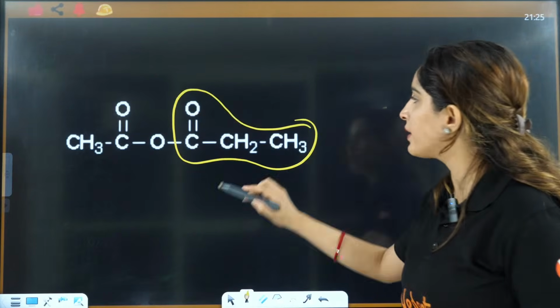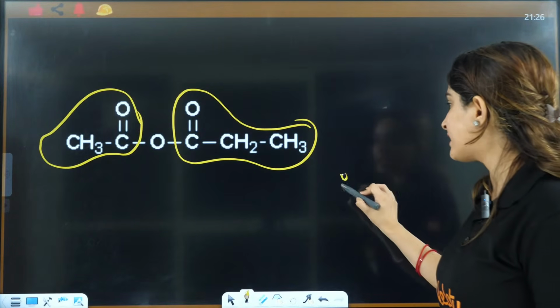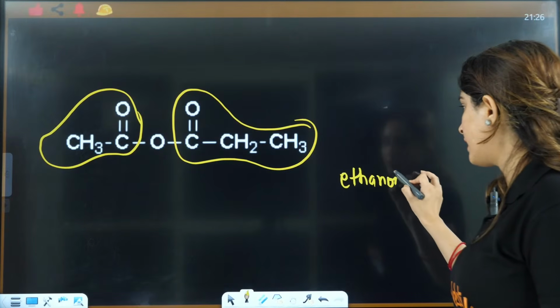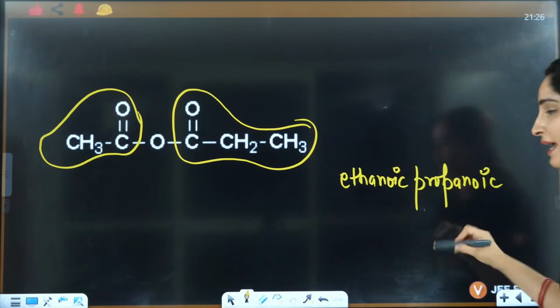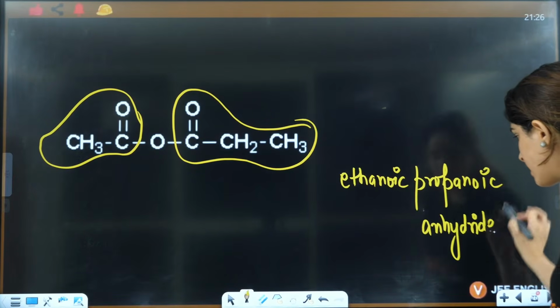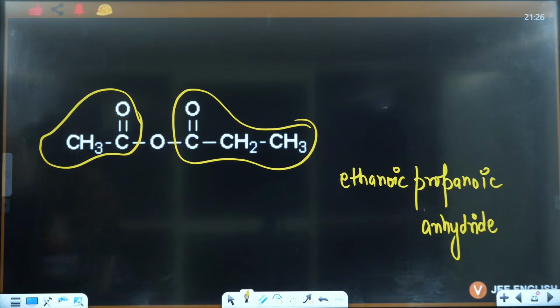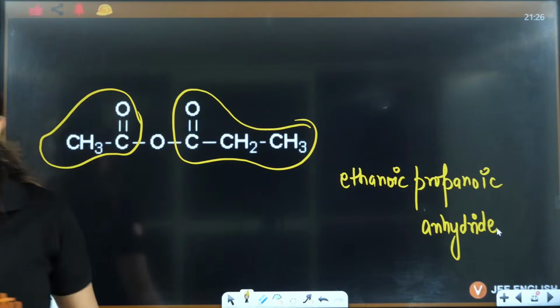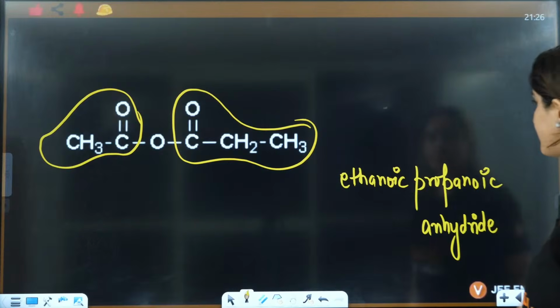Next, this is not made up of 2 different acids. This one is propanoic acid and this one is ethanoic acid, 2 carbons. So we will write ethanoic propanoic anhydride. Instead of acid you will write anhydride. Ethanoic propanoic anhydride. Okay. Got it? Next.